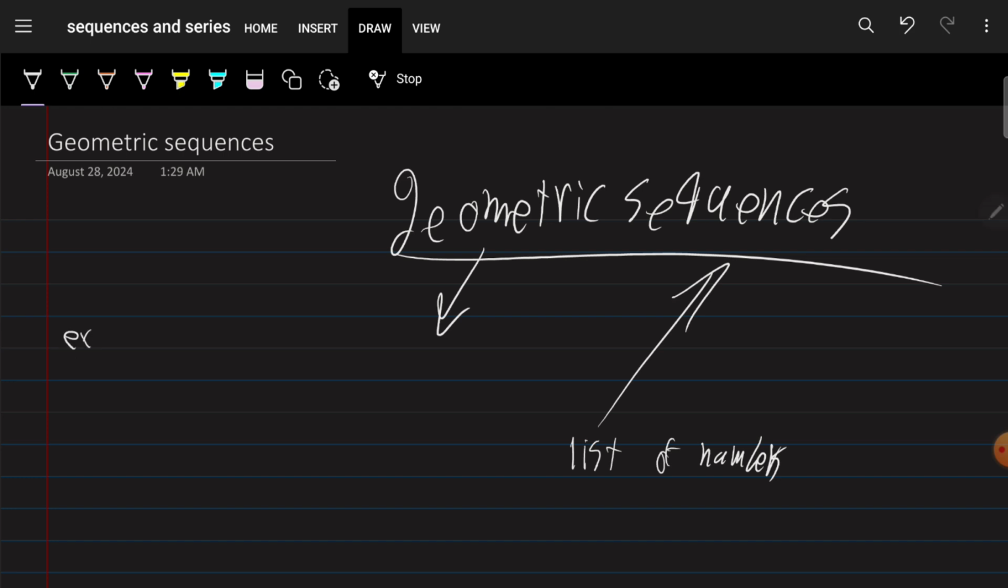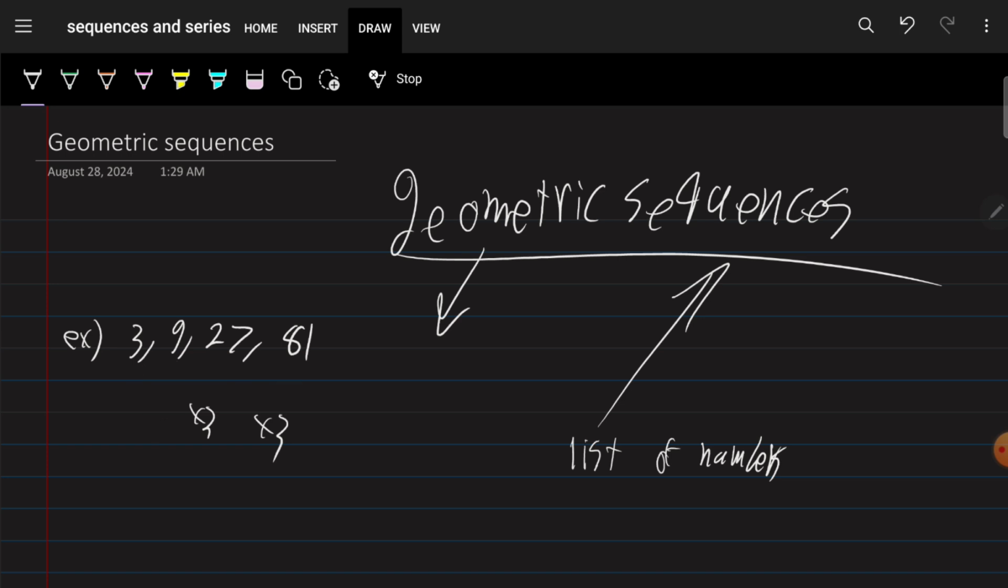So let's give a quick example of a geometric sequence. So for example, 3, 9, 27, 81. This would be an example of a geometric sequence, right? The terms go up by 3, they get multiplied by 3 every time.